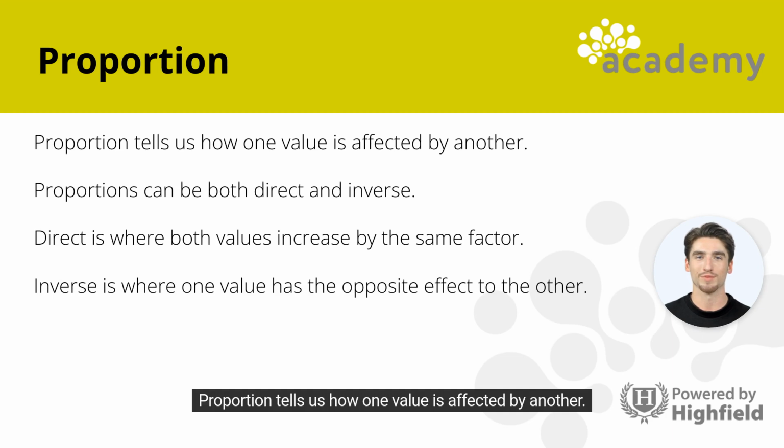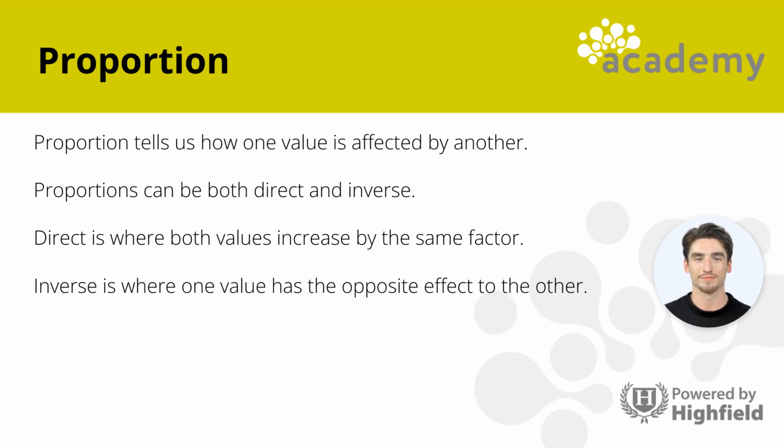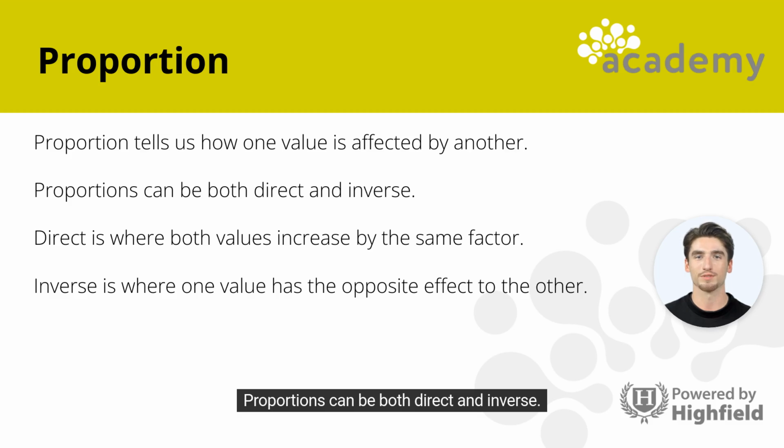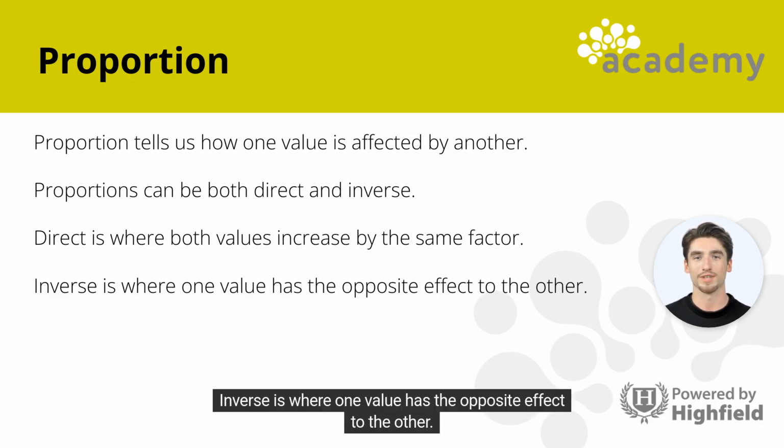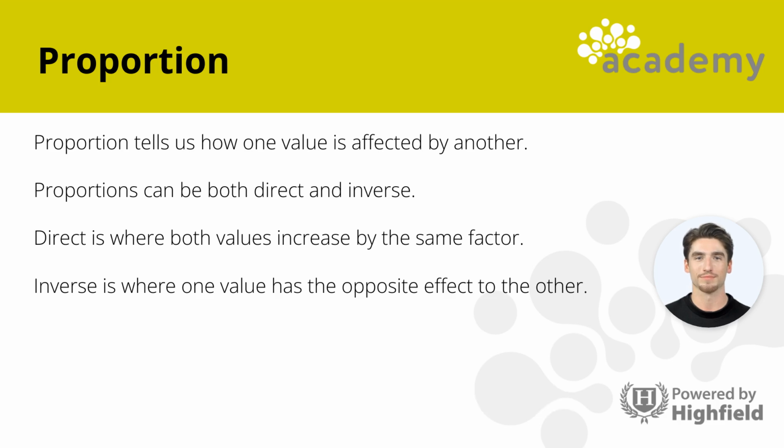Proportion tells us how one value is affected by another. Proportions can be both direct and inverse. Direct is where both values increase by the same factor. Inverse is where one value has the opposite effect to the other. Let's look at direct proportion first.